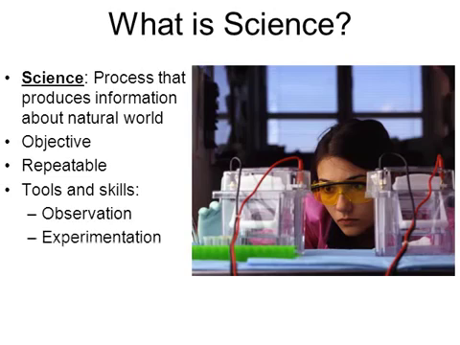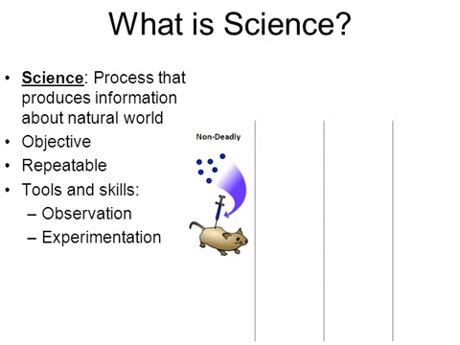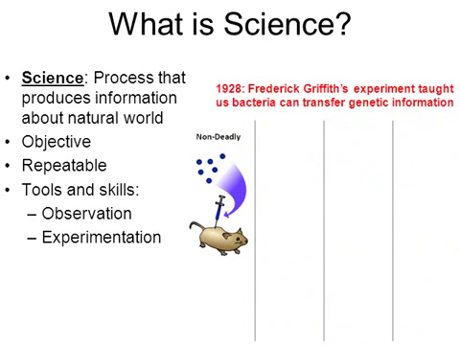Well, another skill, another tool that is used in science is simply experimentation. And in our picture here, we have a young lady doing an experiment on DNA electrophoresis and using electricity to separate small bits of DNA so that those pieces of DNA can be analyzed. In this pretty famous experiment that took place in 1928, a gentleman by the name of Frederick Griffith taught us that bacteria can transfer genetic information.